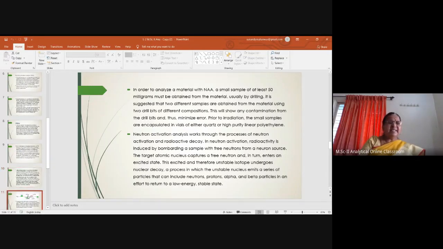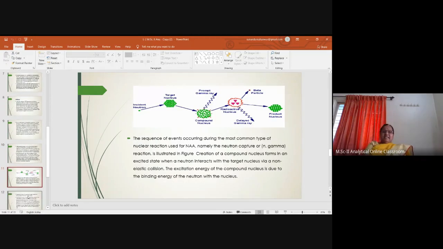Then let us consider the sequence, meaning the different events occurring during the NAA.